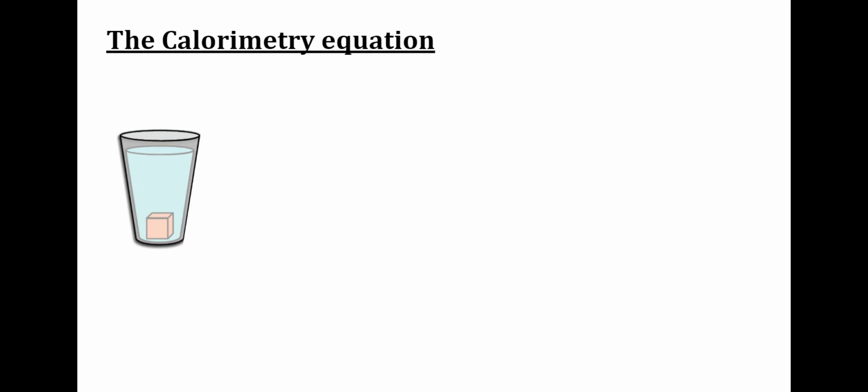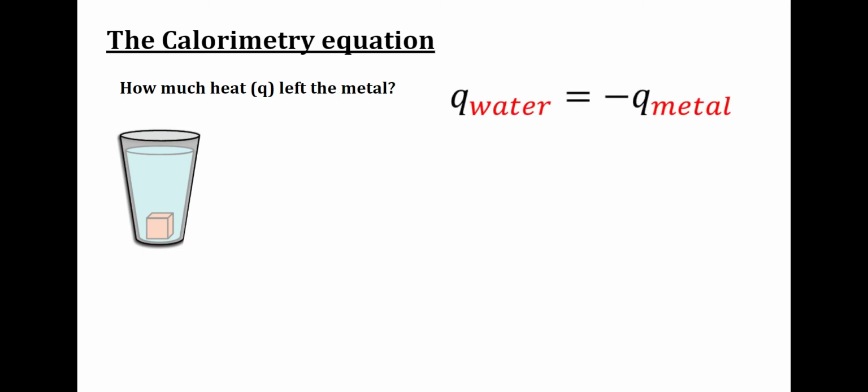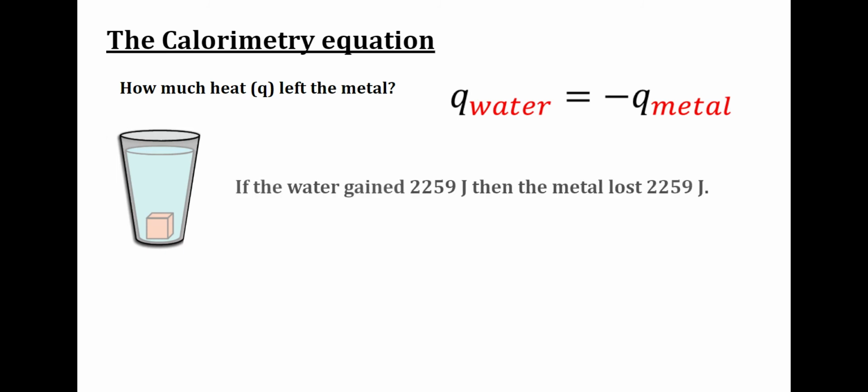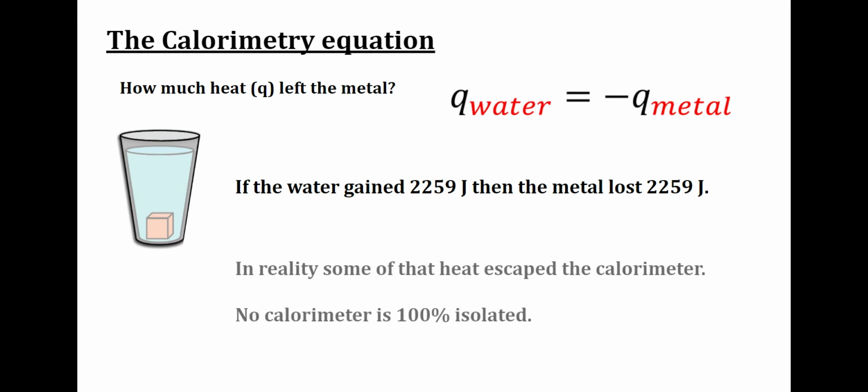Well, okay, we would like to know how much heat left the metal. Take a second and think about that. Because of the law of conservation of energy, and because a good calorimeter is isolated from the system, we can say that the energy that went into the water is equal to, but opposite to, the energy that left the metal. And that allows us to do other calculations.